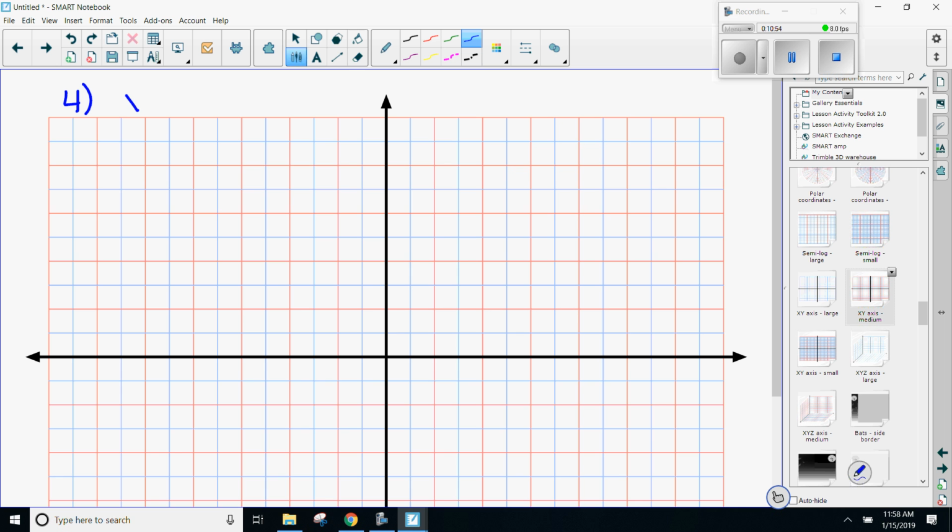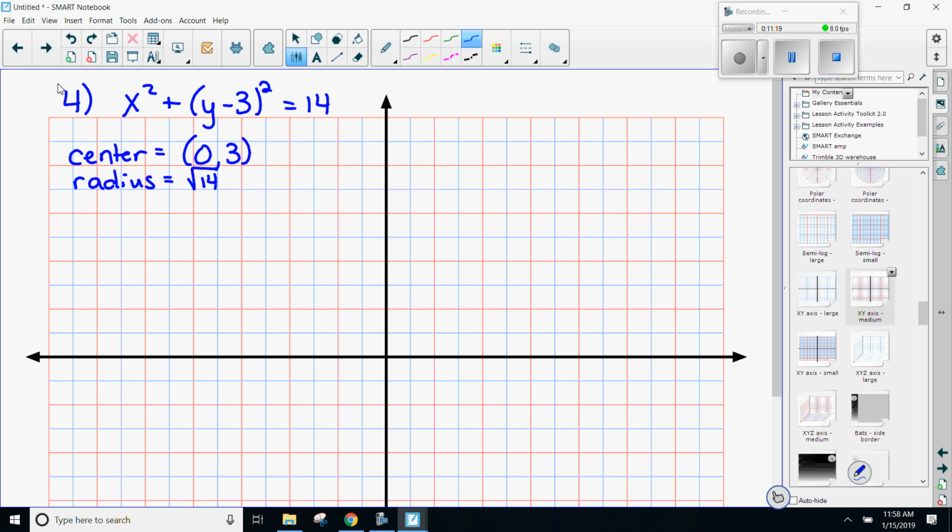Number 4 gives you x squared plus the quantity y minus 3 squared equals 14. So they want to know, what is the center of the circle? 0, 3, because I don't have anything. There is no h value there. And the radius, I'm just going to put it as the square root of 14.